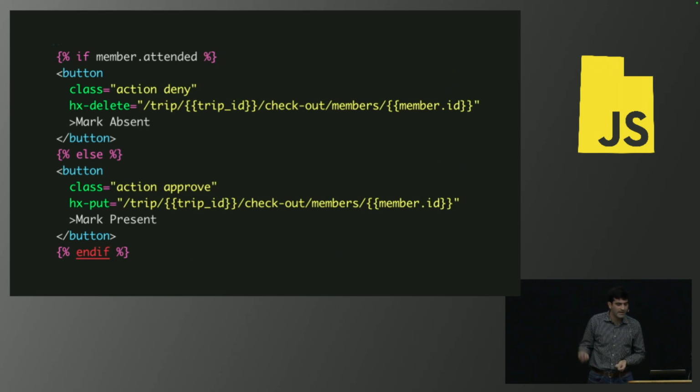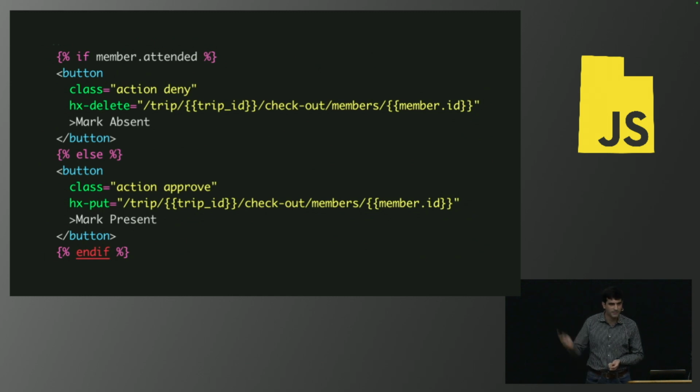If the person is already marked as attended, then it gives them the button to remove their attendance. So let's say you marked somebody as attended, but it was a mistake. You click the delete button, and it will remove them. If they are not currently marked as attended, well, then it gives you the button to mark them as attended.